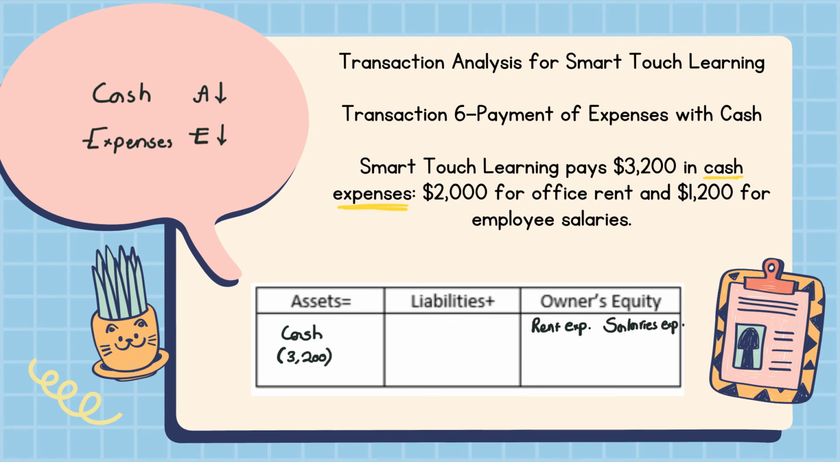And both decrease equity. So rent expense will decrease equity by 2,000, and salaries expense will decrease equity by 1,200. So as you can see, the equation is still balanced. Under assets, it decreased by 3,200, and under equity, it decreased also by the total, which is 3,200.